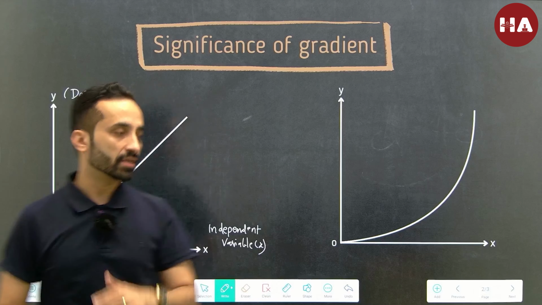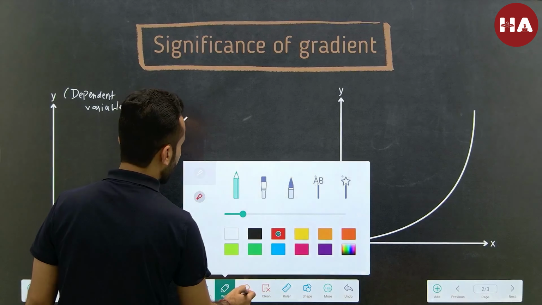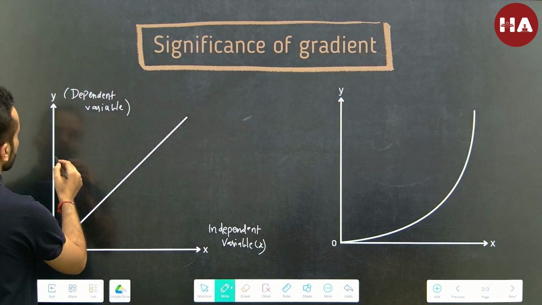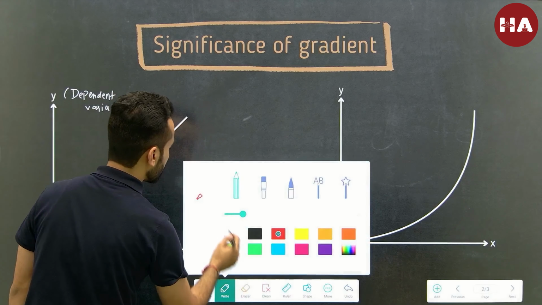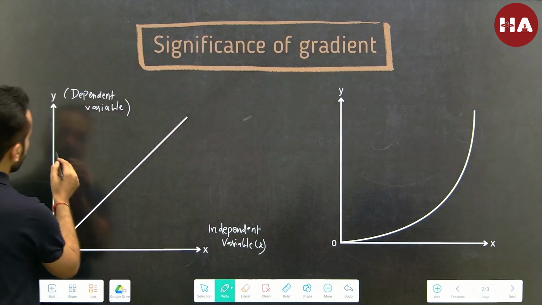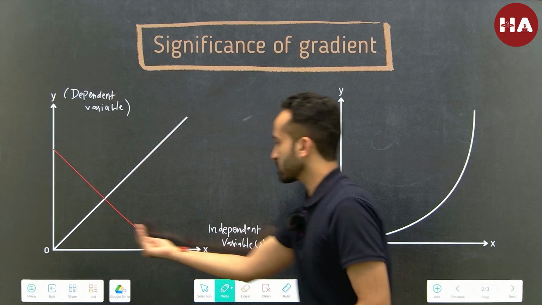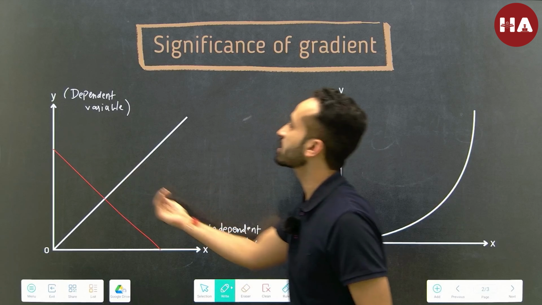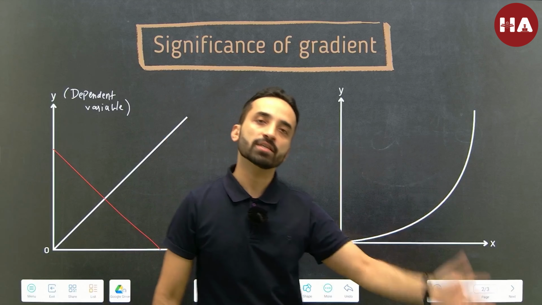On the contrary, if I have a graph like this, let's say if I draw this red line, pay attention. Then what do you have to say? On increasing x, you see that y is decreasing. That is where you will say y is inversely proportional to x.